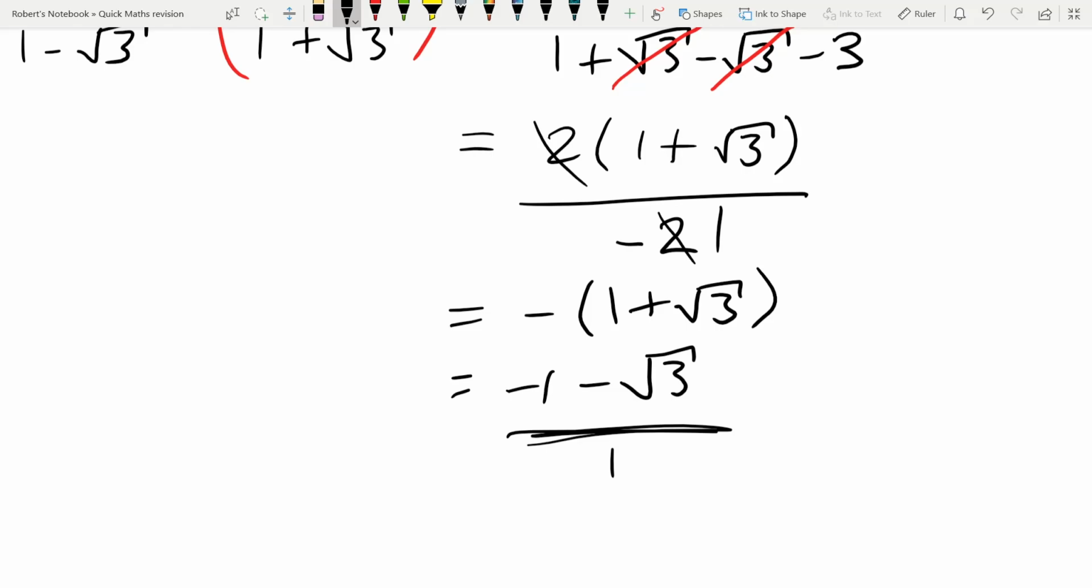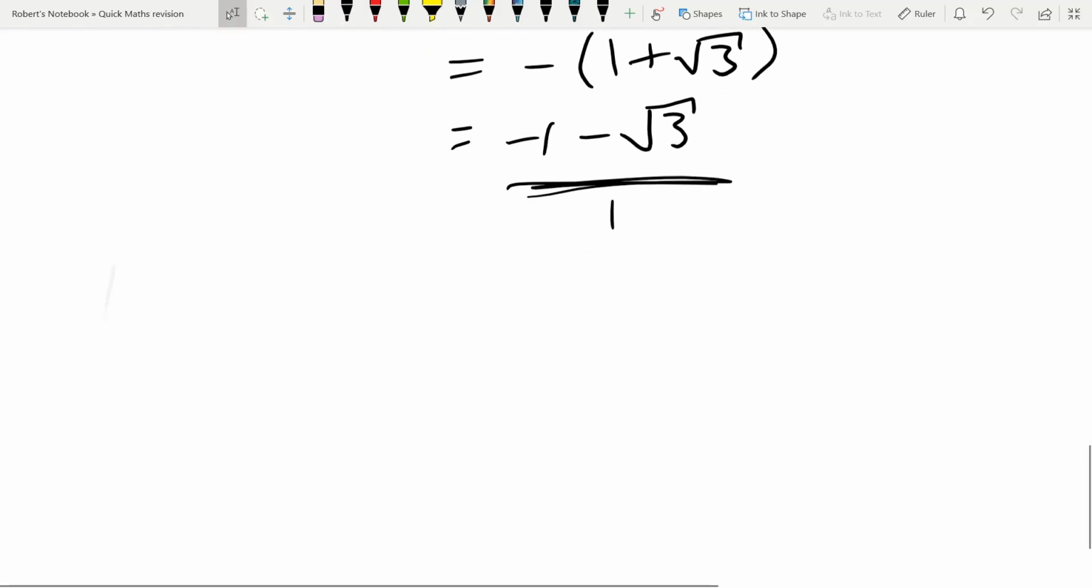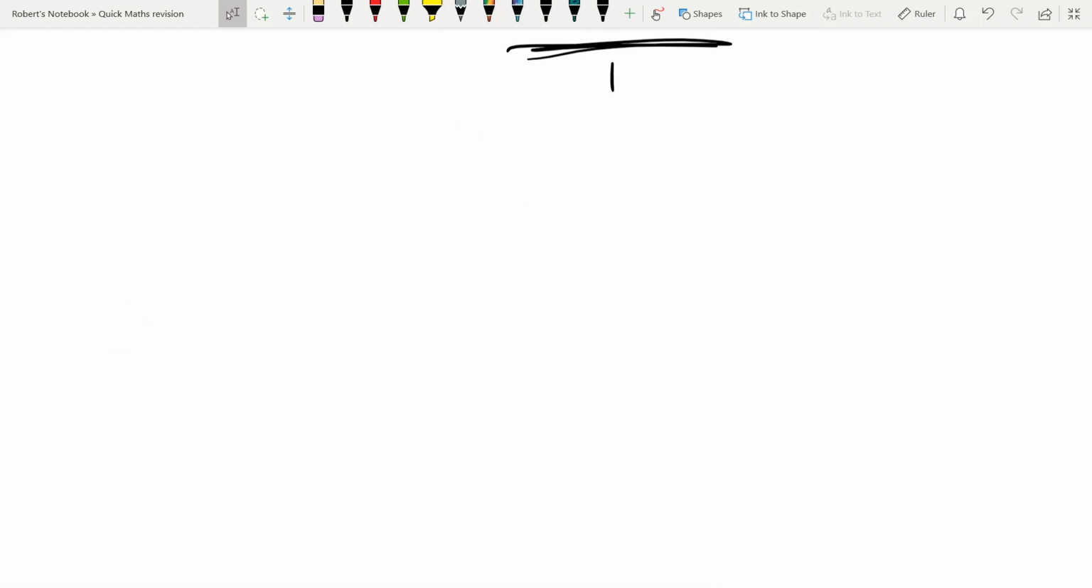So that's good. And that's really all the tricks that you'll need to learn for rationalising the denominator, but I'll just do another example and I'll show you one instance that they may try and trick you in an exam.